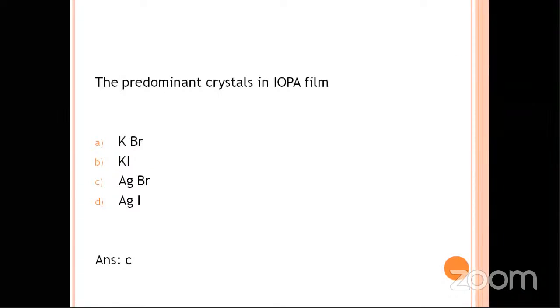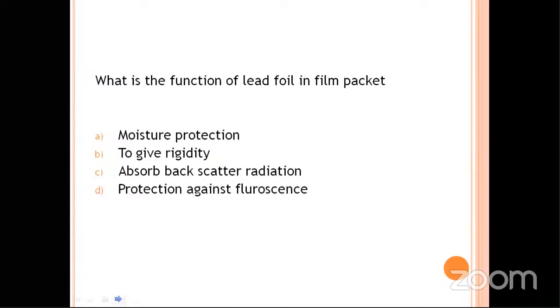What is the function of lead foil in the film packet? Moisture prevention, to give rigidity, absorb backscatter radiation, protection against fluorescence. Fluorescence doesn't have anything to do with the IOPA film. Moisture and rigidity are the function of the base. Moisture protection is again a black cover which surrounds the film. So the best option is to absorb the backscatter radiation.